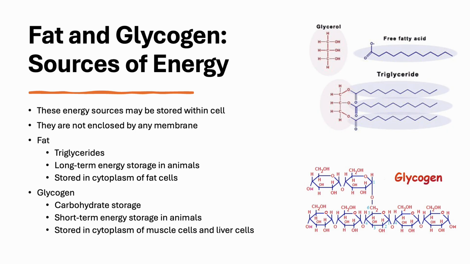The body manages these reserves carefully, using glycogen first for quick bursts of energy and turning to fat when long-term or large energy demands occur. This balance ensures survival during both everyday activities and times of fasting or stress.